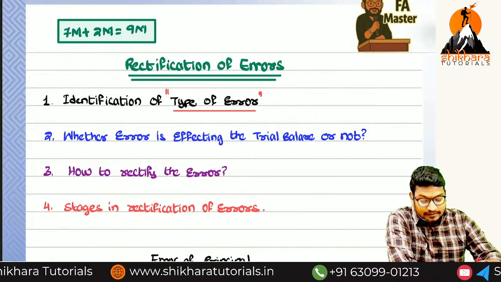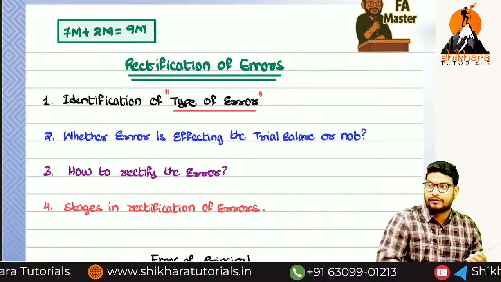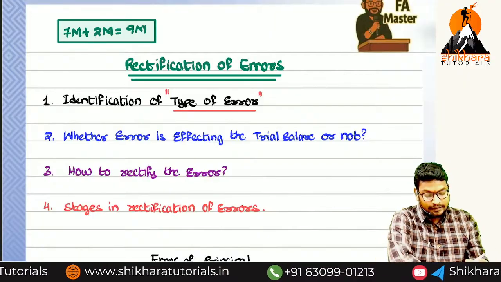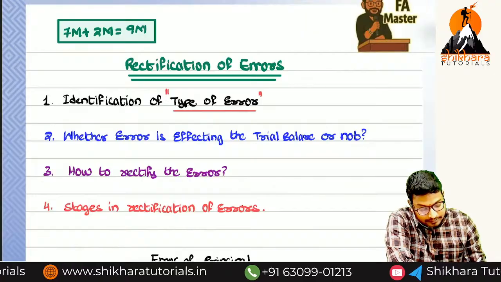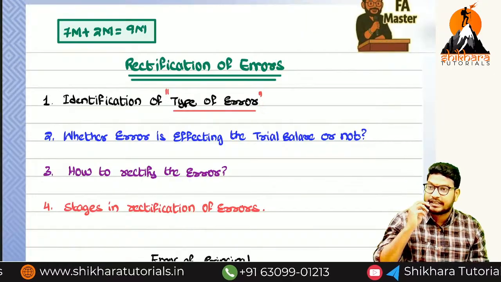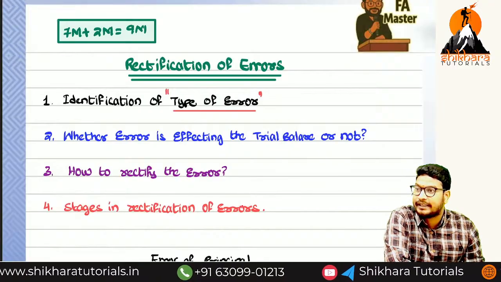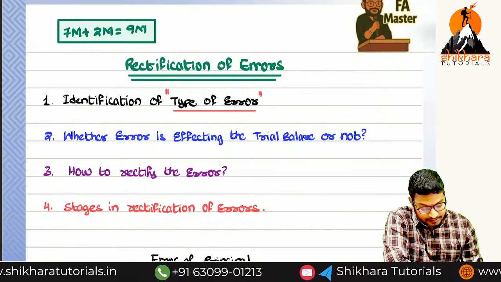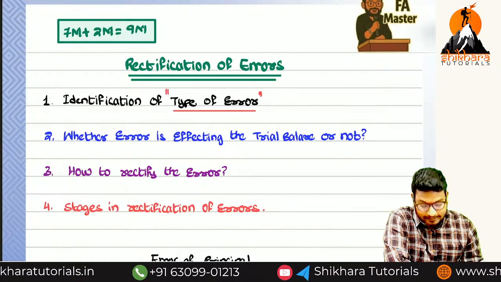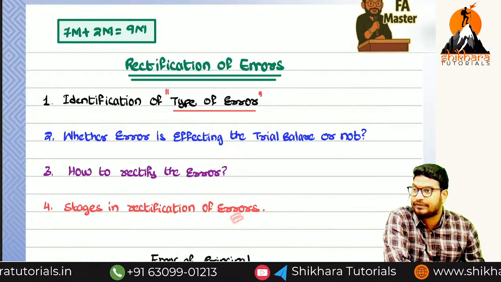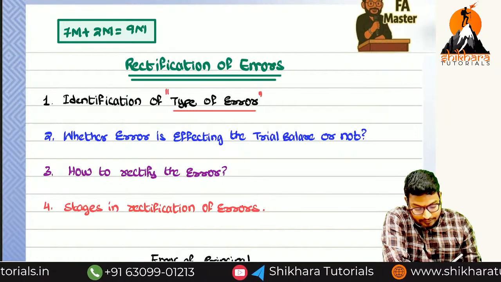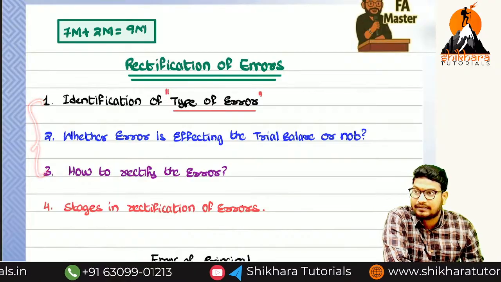In the previous class, we started the rectification of errors. So what is the first step of rectification of error? We have to understand which type of error it was, and then whether the trial balance is affected or not affected, and then how to rectify the errors, and then the stages of rectification of errors. So we are targeting 3 points at a time.